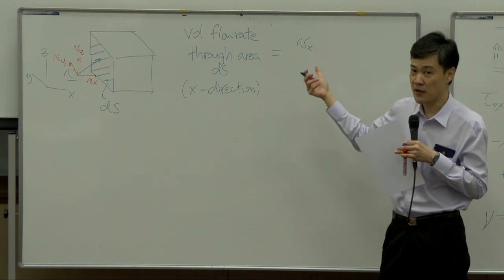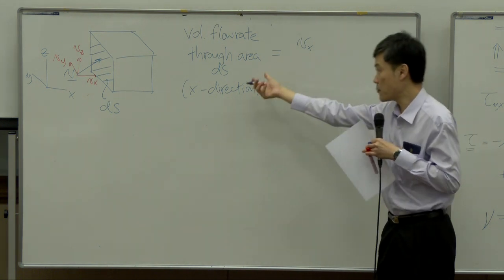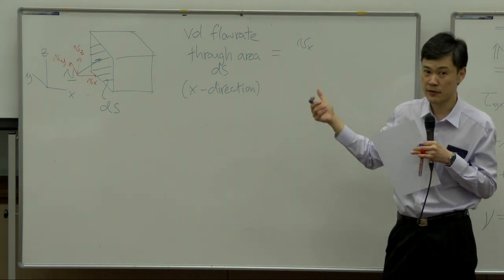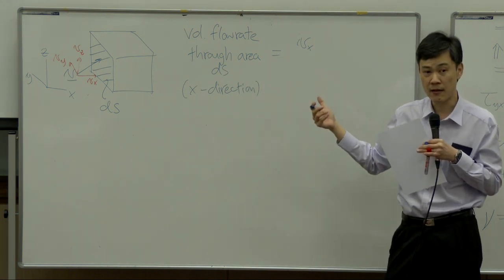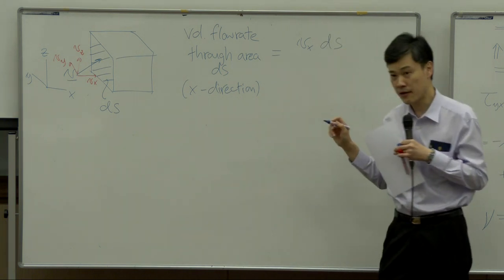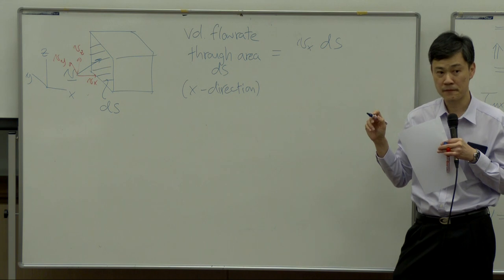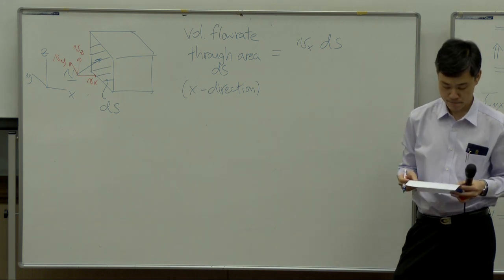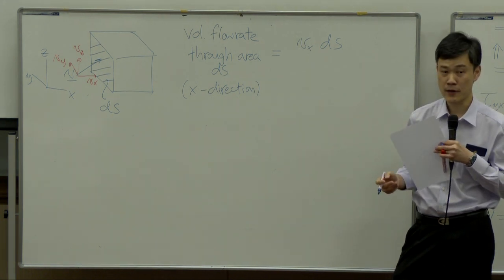Vx has unit of meter per second. Volumetric flow rate is supposed to be cubic meter per second. So you need to multiply by area. That area would be area perpendicular to the velocity itself, right? Okay?